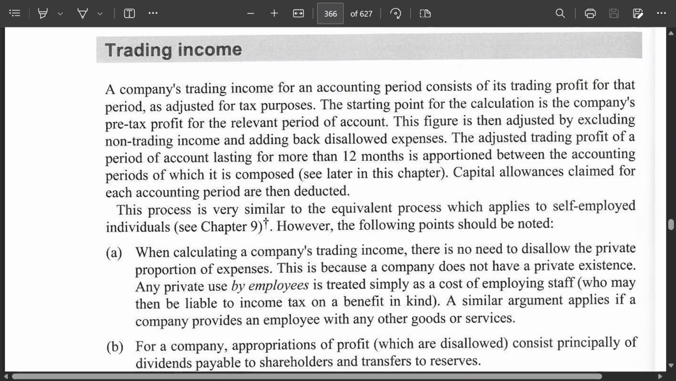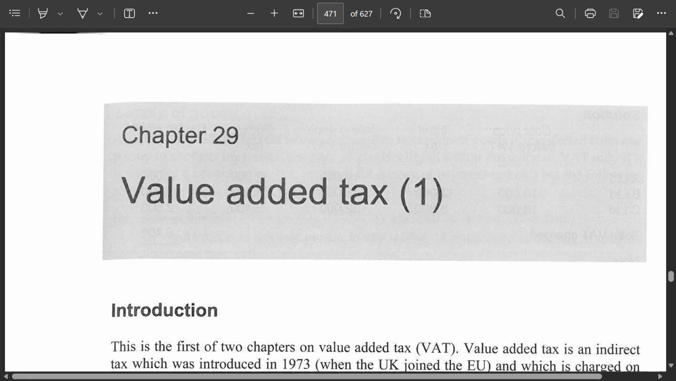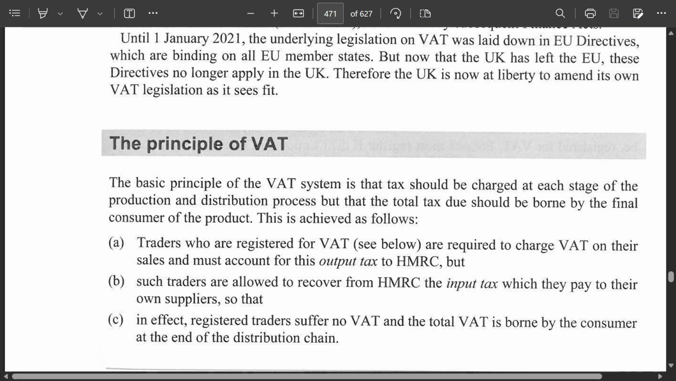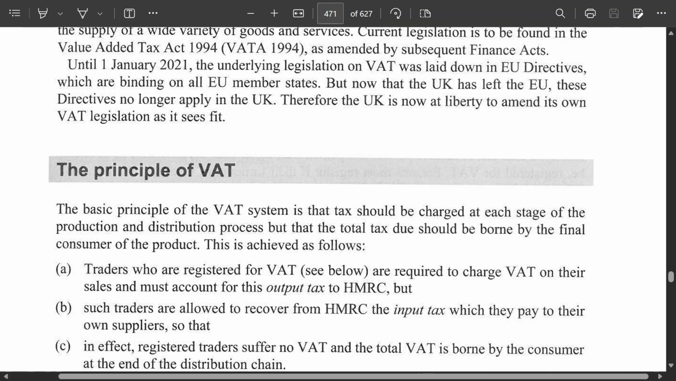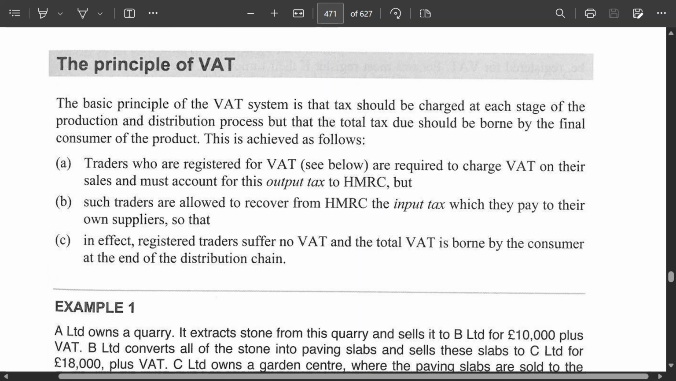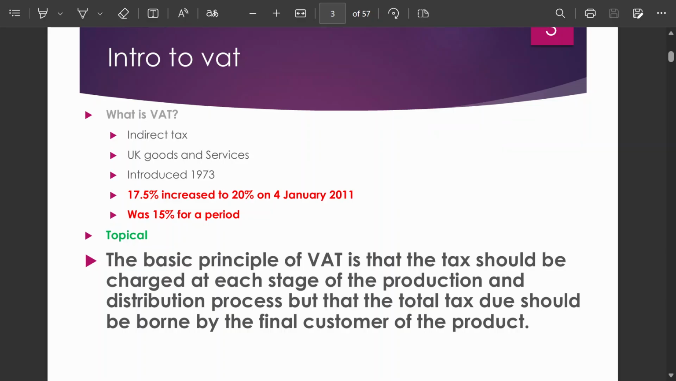And 455 means basically 471, I think. Yeah, VAT. Right, so VAT is essentially a sales tax, okay?